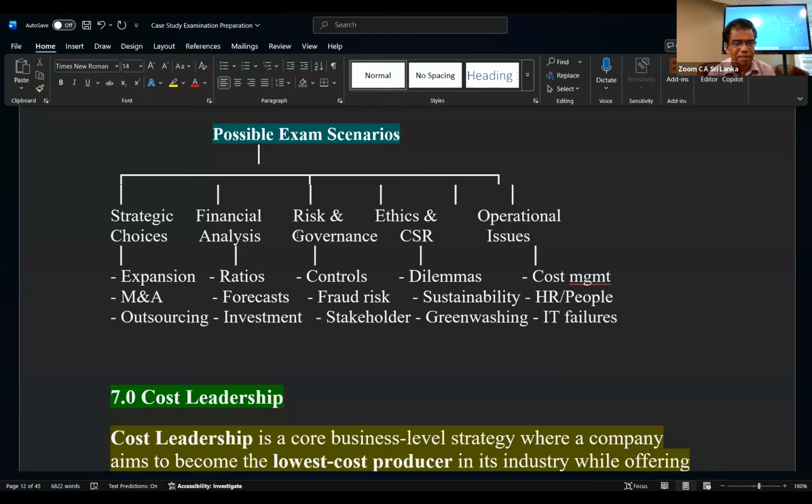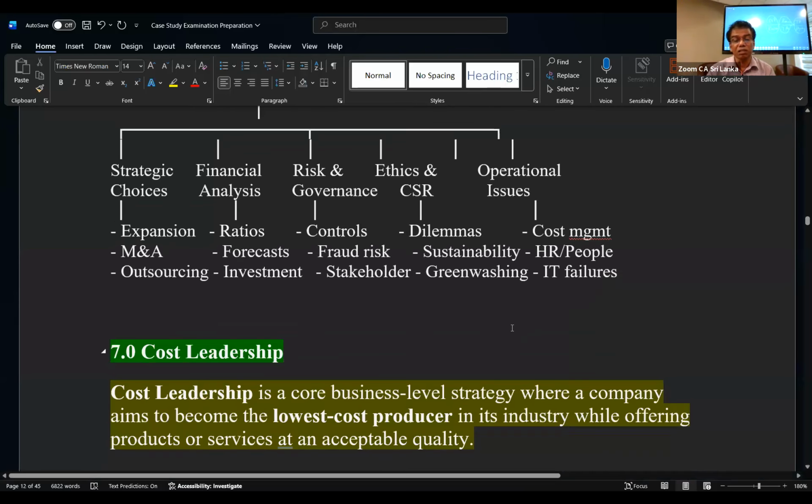How do you suggest the recommendation? Then ethics and CSR can also come here, because strong cases put in ethics and CSR requirements in the banking sector, since unethical things are happening. CSR projects, where CSR was not a concern for the banks. So how is it interpreted? Various things can be tested by the examiner. Operational issues: cost management, HR, people, IT failures, right? And AI, the new emerging area in the IT sector. Those things in the banking sector, you must get them and put them here like this.